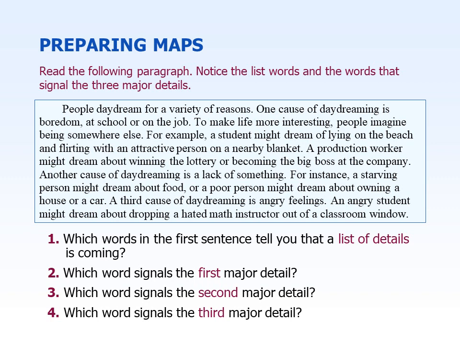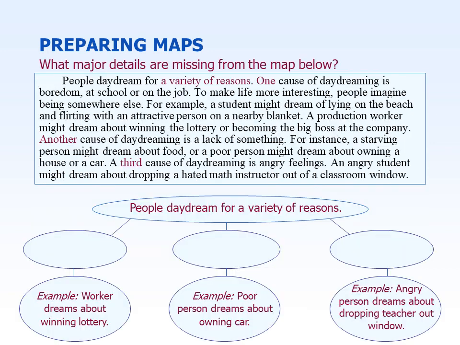Okay, the first sentence is the main idea. People daydream for a variety of reasons. The list of details is variety of reasons. And can you find the first major detail? I kind of hinted at it as I was reading it. The first one is one cause. The second major detail is another cause, and the third major detail is a third cause. There we go. Those are the three major details for this paragraph.